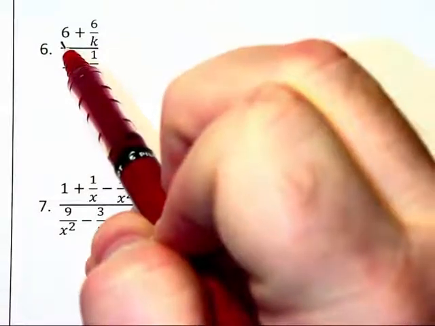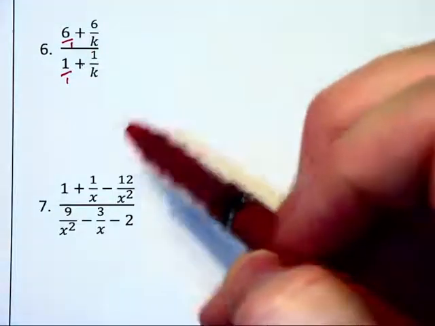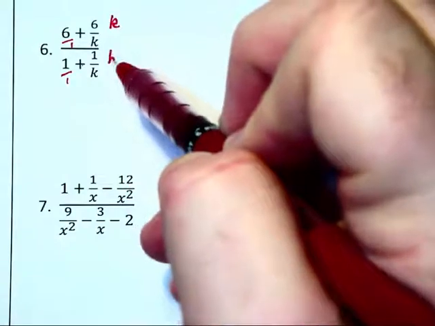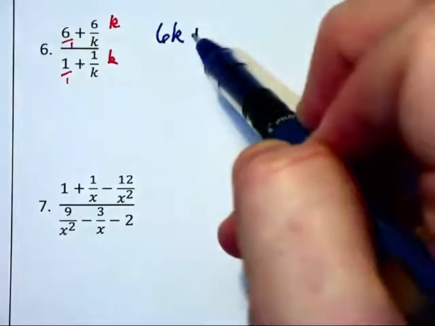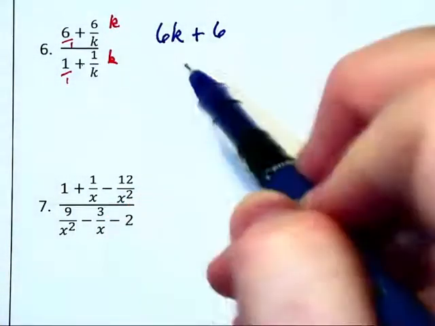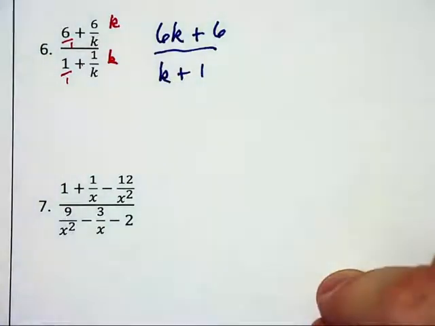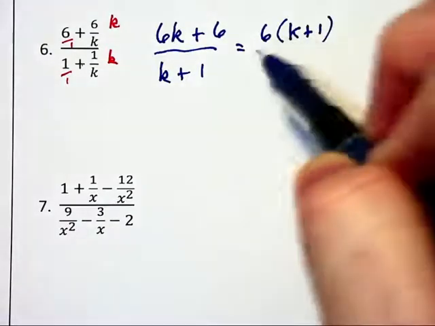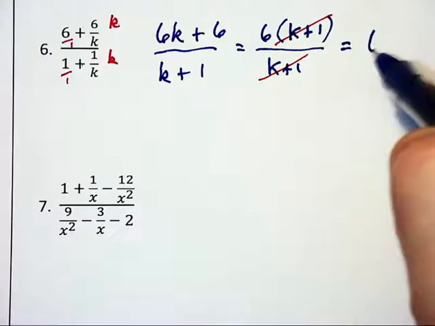On number 6, I'm going to treat these whole numbers as being over 1. Look at the 1, k, 1, and k as the least common denominators of those many denominators, and basically multiply through by k over k. What we're going to have now is 6k plus 6, because the k's will cancel there, and we will have k plus 1 down in the denominator. Now all we need to do is factor a 6 out of the numerator, leaving us with k plus 1, which will then cancel with the k plus 1 down in the denominator, and this quotient will be 6.